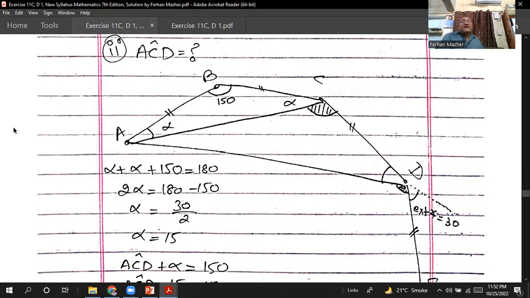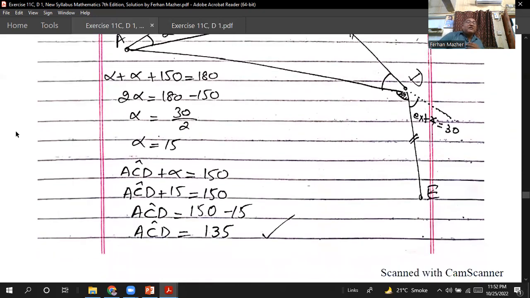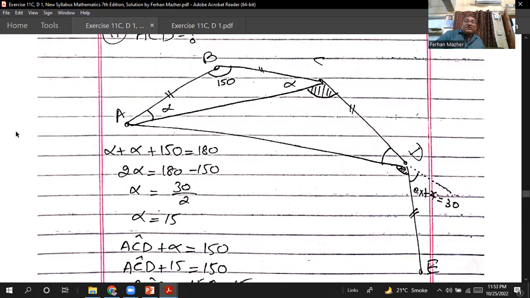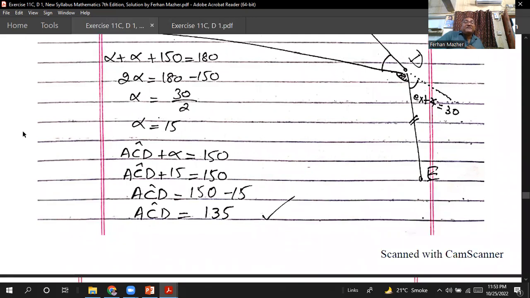Now you want to find out the angle ACD. So ACD will be the angle BCD minus alpha. So ACD plus alpha will be equal to 150, and ACD plus 15 is equal to 150. So ACD equals 150 minus 15, and ACD will be 135. So the angle ACD will be 135.